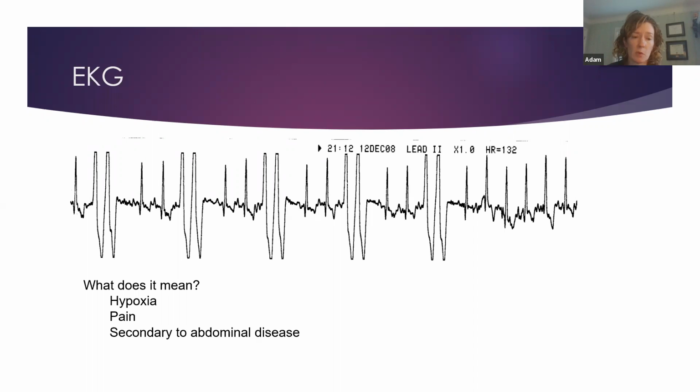We also can see it with pain, and it's fairly common that we'll see it secondary to abdominal disease. I would say most commonly splenic disease. It's not unusual for those guys to have ventricular arrhythmias, but we really can see it secondary to any severe abdominal disease too.